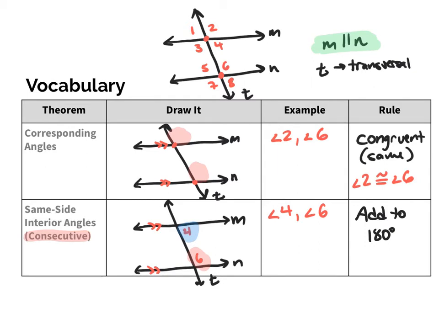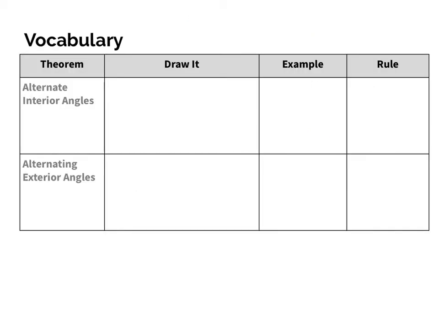The fancy word that we like to use there is that they are supplementary. That's a tough one to spell, but supplementary means that they're going to add to 180 degrees. So corresponding angles are going to be congruent. Consecutive angles are going to add to 180 degrees. Last two, we have alternate interior angles and alternate exterior angles.